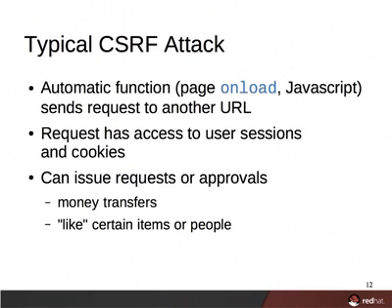While the site loads, background automated functions, such as the page onload event or using JavaScript, send a request to another URL. Since this request is sent from the user's browser, it has access to other active user browsing sessions and cookies. The attacker can use this to issue requests or authorize approvals for monetary transfers, trades, or issuing a like or +1 or friend request for certain people or items.